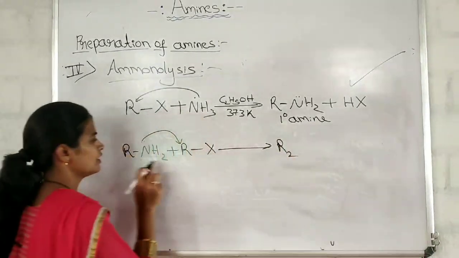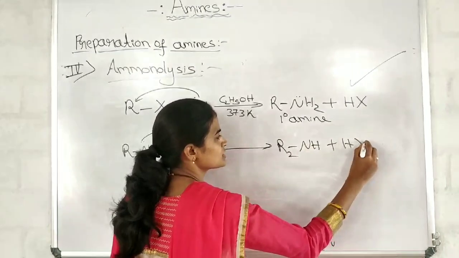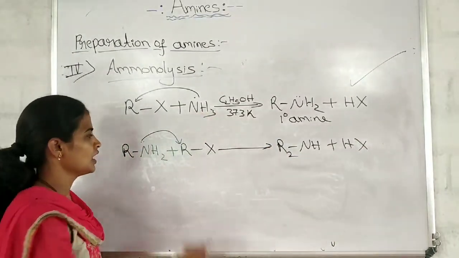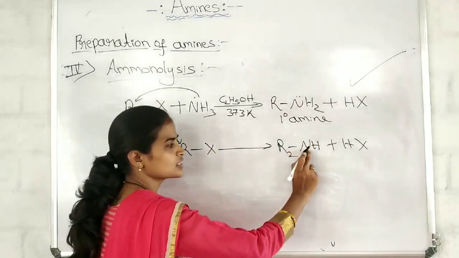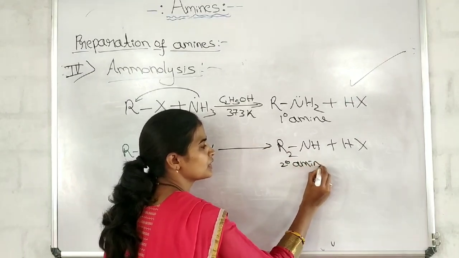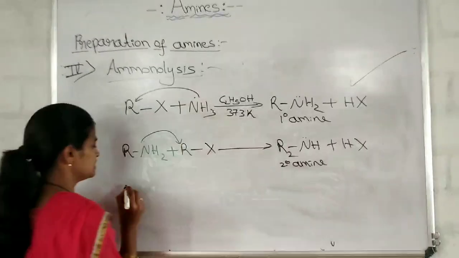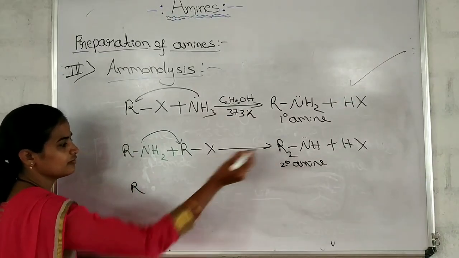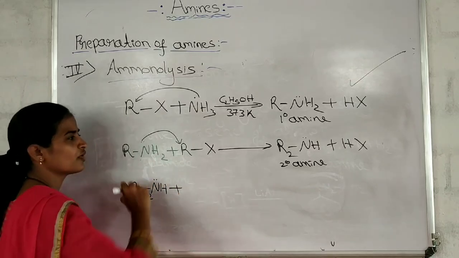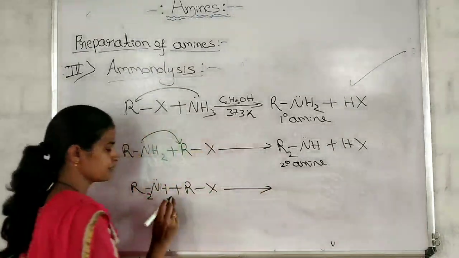What is formed? R2NH. Where one H has gone out as a hydrogen halide. Two R's are attached to nitrogen. Then what is it? It is a secondary amine. Do you think the reaction ends here? No. Again the formed secondary amine acts as a nucleophile and attacks the further RX bond.